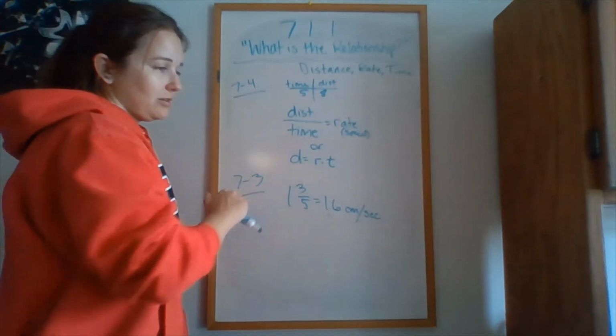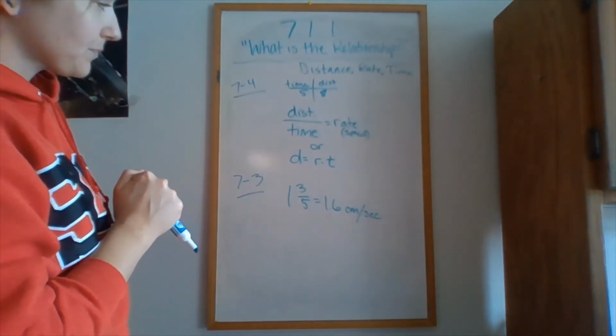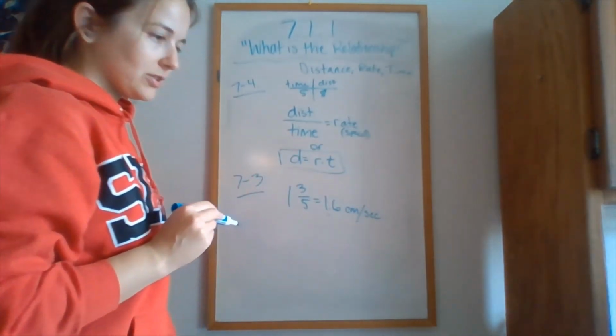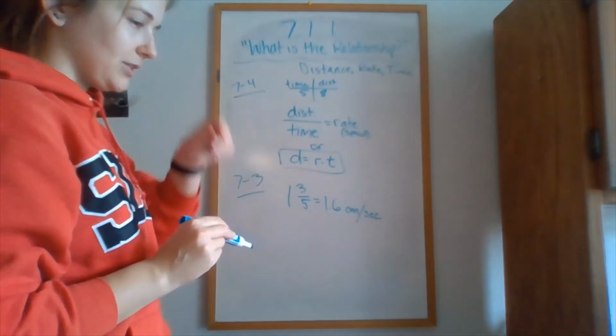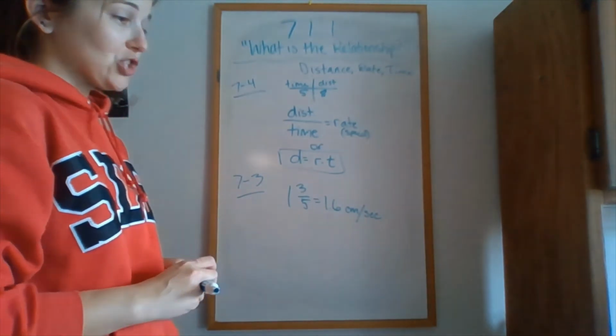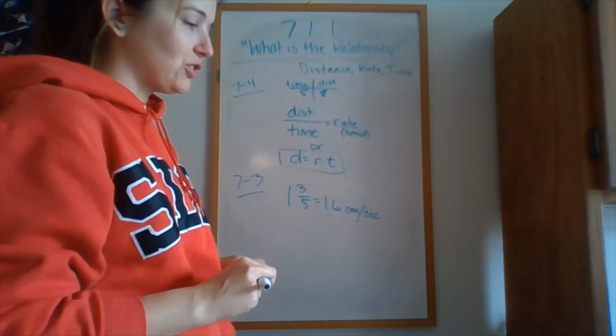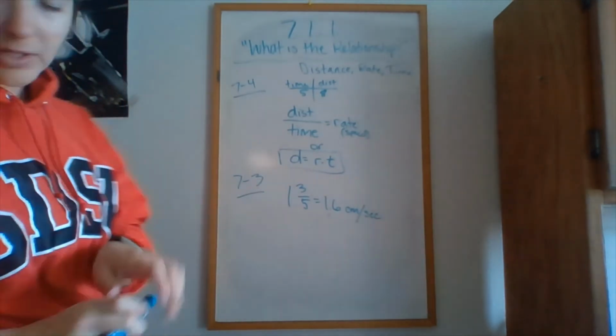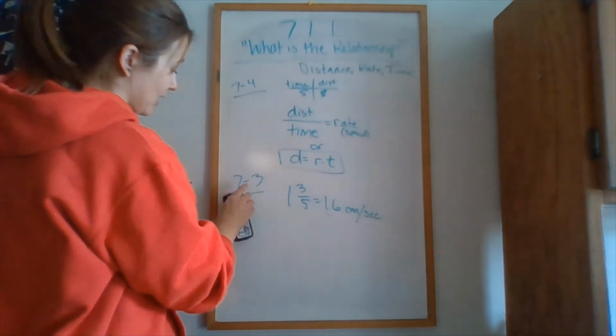If you take distance divided by time, you'll get the rate. They're both related equations. We are going to focus on this one, I'm pretty sure, because that's kind of the universal distance rate time equation. Okay, 7-5. I'm going to erase this one now.